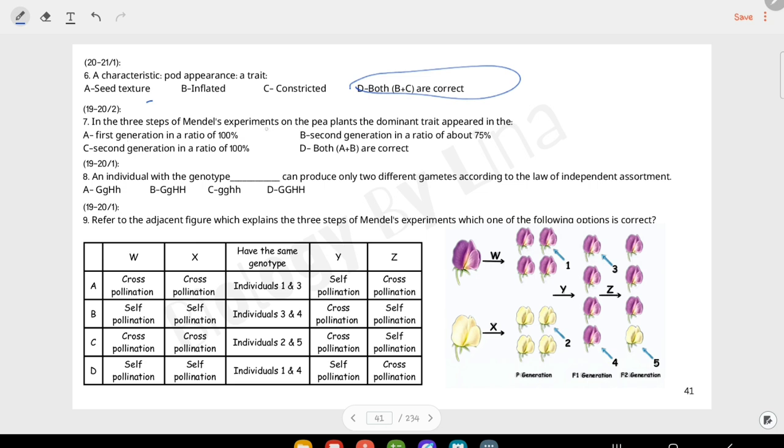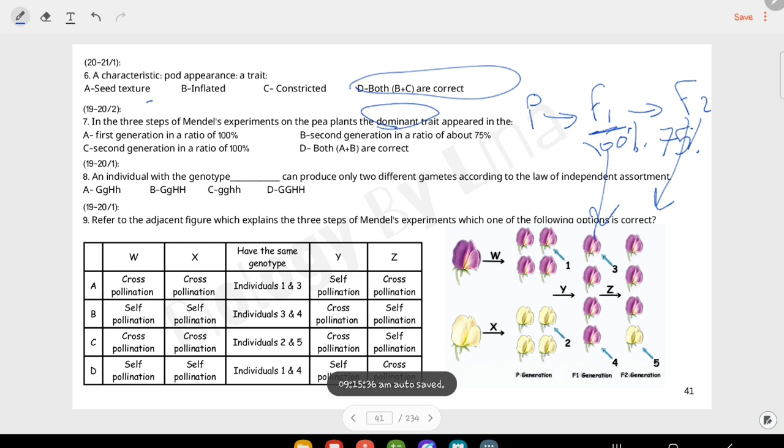In the three steps of Mendel's experiments on the pea plants, the dominant trait appeared in the... He asked about dominant. We know that we have the F1 and F2 generations. In F1, the dominant appears at 100% because all of them will be purple flowers, as you can see here. But in the F2 generation, the dominant appears at 75%.